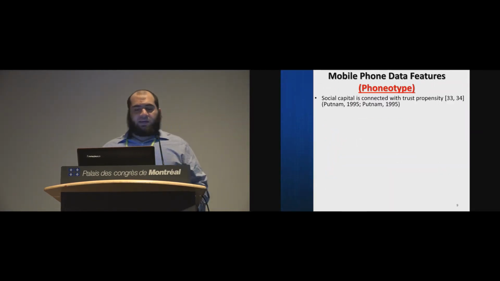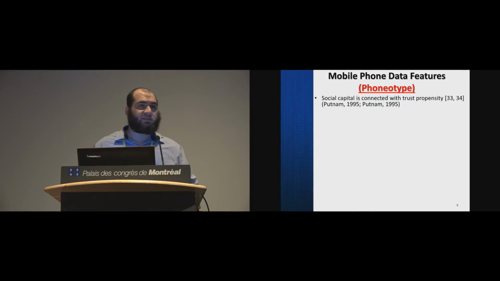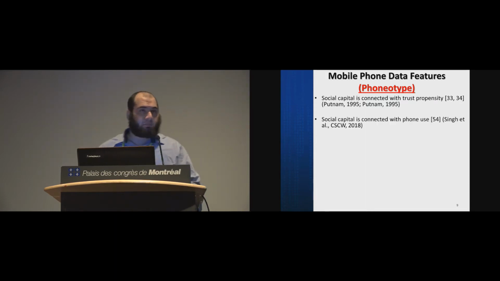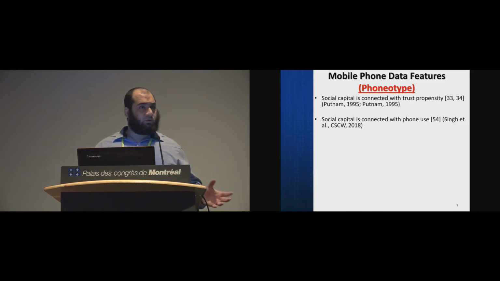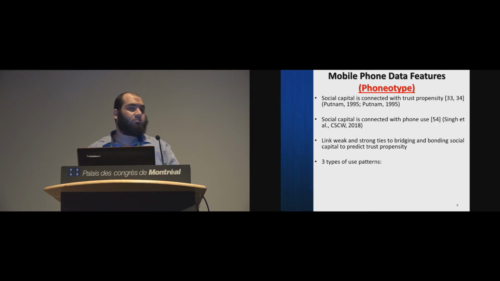Some researchers have shown that social capital is connected with trust propensity. This is conceptually. Now, empirically, some of my lab mates have shown that social capital is connected with phone use. So what do we do in this new work? We link weak and strong ties to bridging and bonding social capital, trying to predict trust propensity.